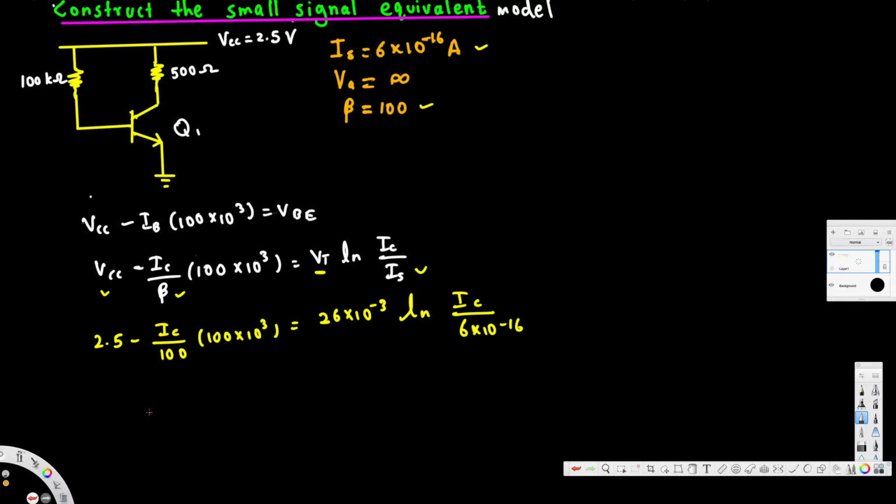Okay, so here our purpose is to find IC. IC is equivalent to 1.754 milliampere, and this is our IC value.